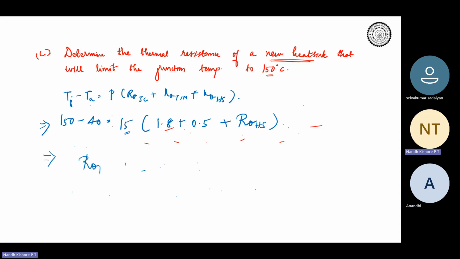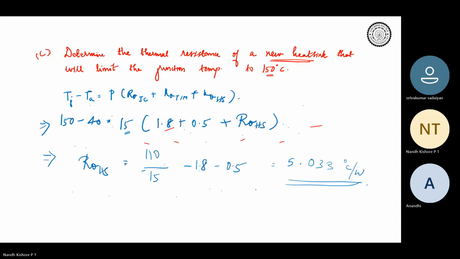So if you calculate it, R theta heatsink will be 110 divided by 15 minus 1.8 minus 0.5. I'm getting 5.033 degree per watt, or Kelvin per watt. Is this fine? Initially, the R theta of the heatsink they gave in the problem was 7 Kelvin per watt, 7 degree per watt.